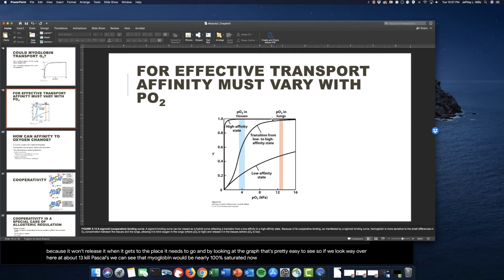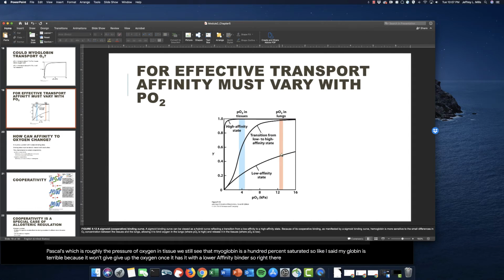Now, if we drop down in pressure to about 4 kilopascals, which is roughly the pressure of oxygen in tissue, we still see that myoglobin is 100% saturated. So like I said, myoglobin is terrible because it won't give up the oxygen once it has it. We could go with a lower affinity binder.